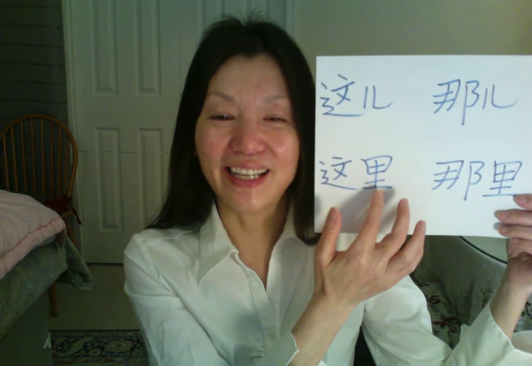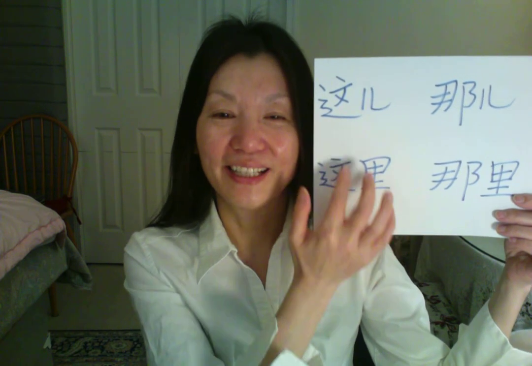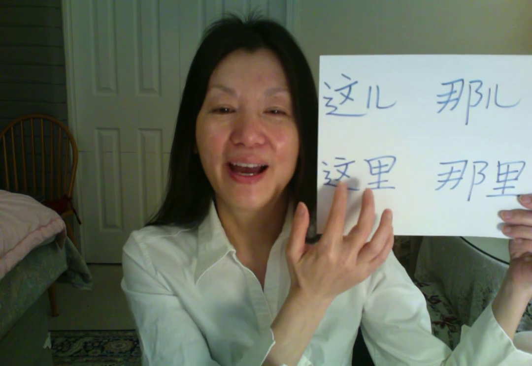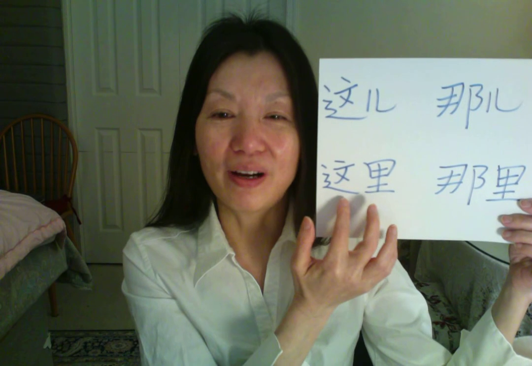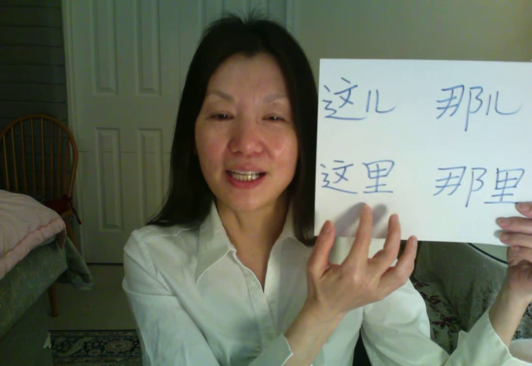这儿, here. 这里, here. Same meaning. 这儿 is the one you most often hear, more common. 这里 you can say is more formal and more emphasized. This one and this one both mean here.